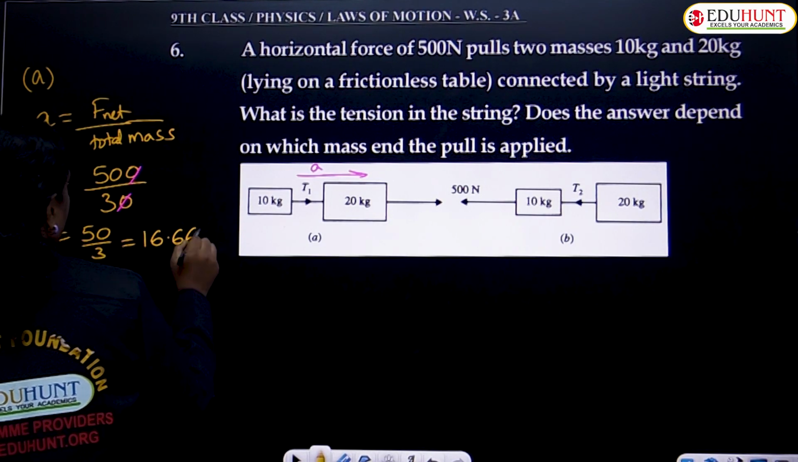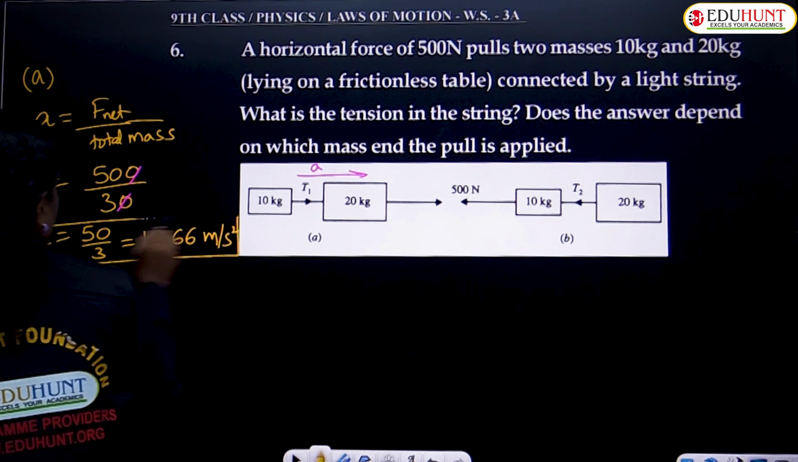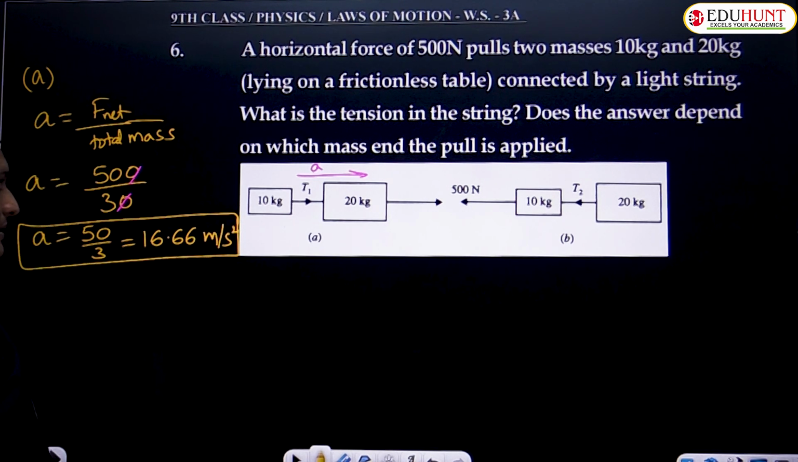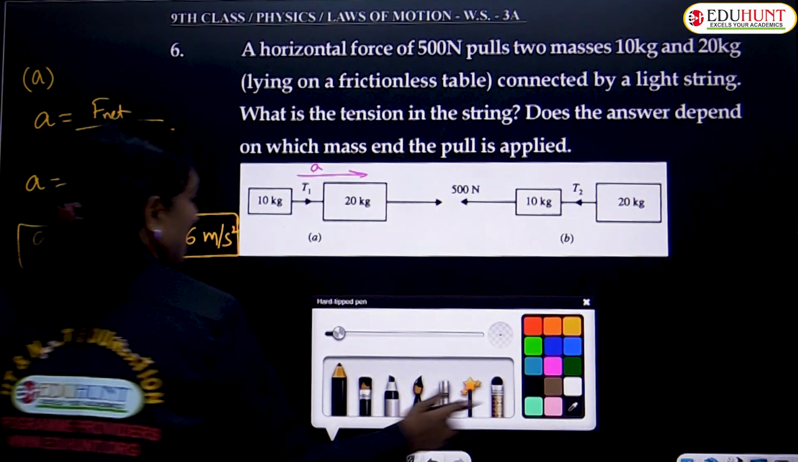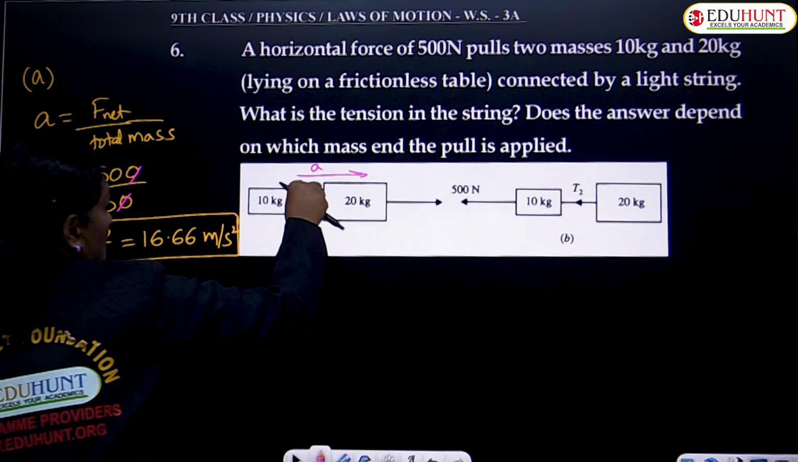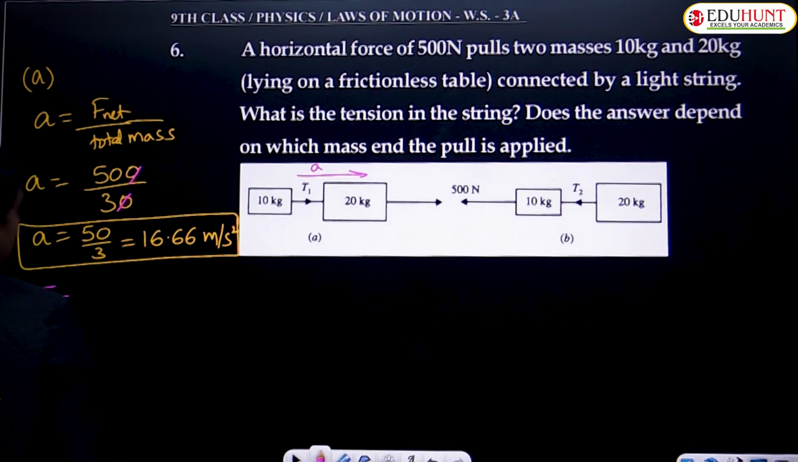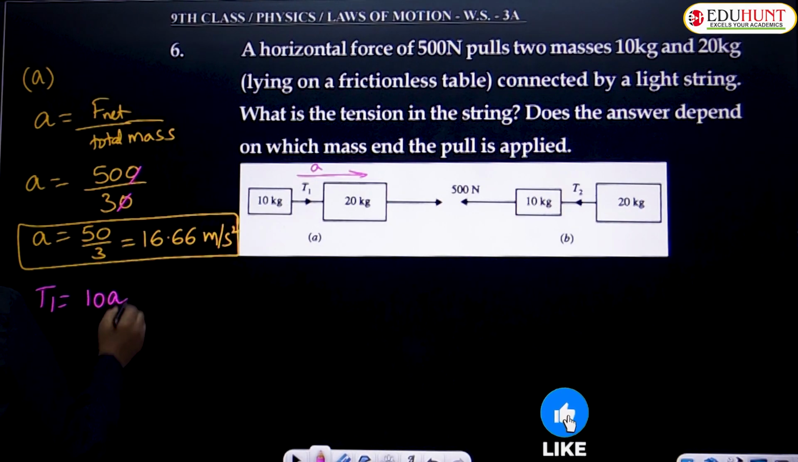So something like 16.66 meter per second square approximately. Okay, but you're asked to find the tension in the string. So in this case, tension in the string can be calculated as T1 is equal to, this tension pulls only the 10 kg mass, so T1 is equal to mass into acceleration. Mass is 10 kg and acceleration of the system is what we just calculated.